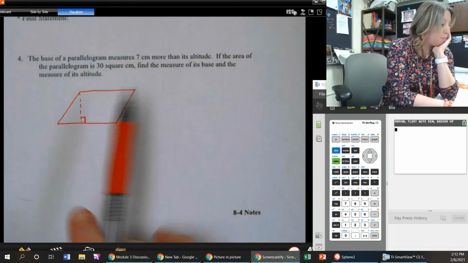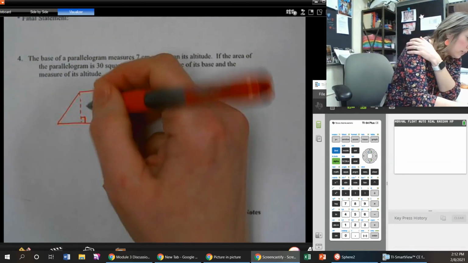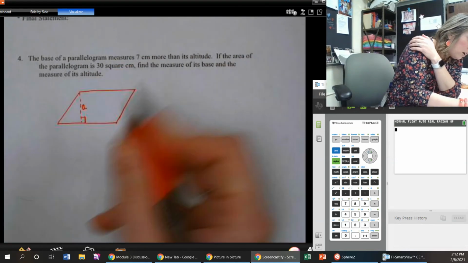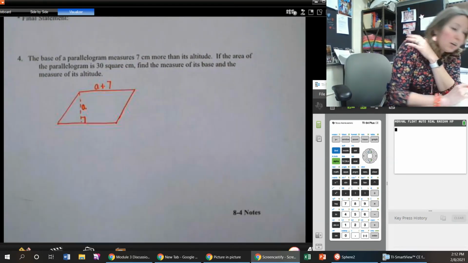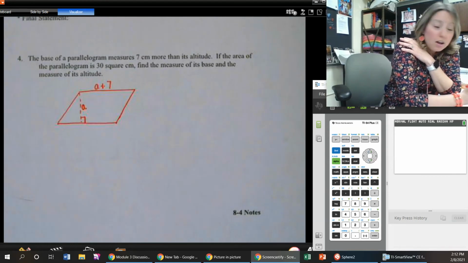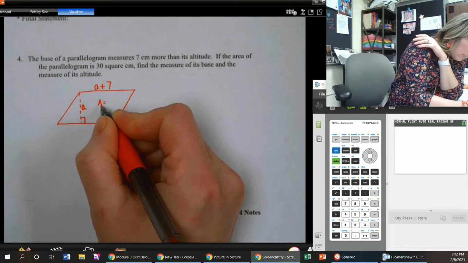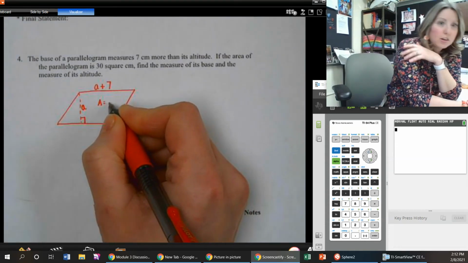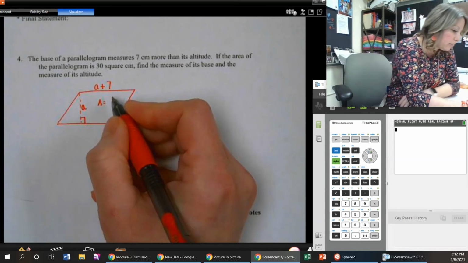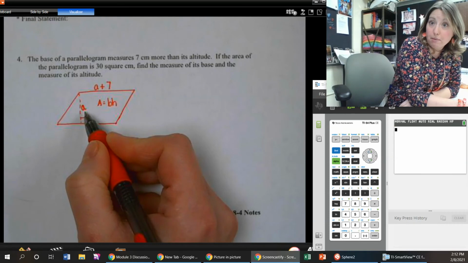So when we say that the base of a parallelogram is 7 more than its altitude, you can say that A is its altitude and A plus 7 is its base. Now, for the area of a parallelogram, it's area equals altitude times base. I think we usually call it base times height. The altitude and the height are the same thing.